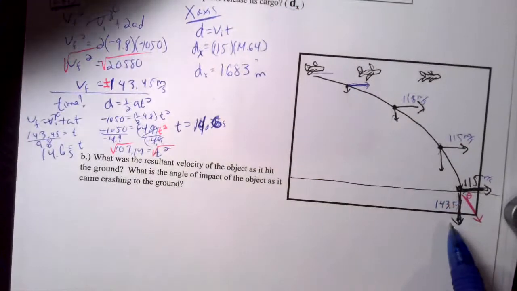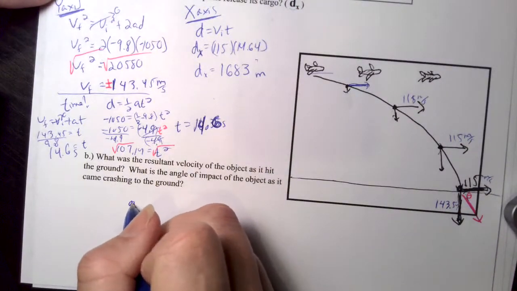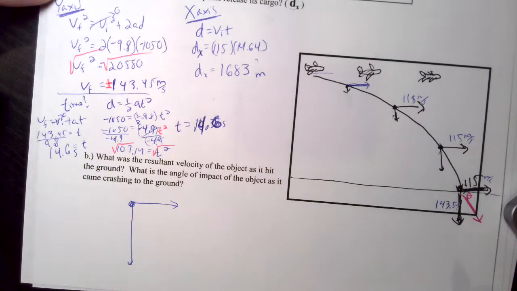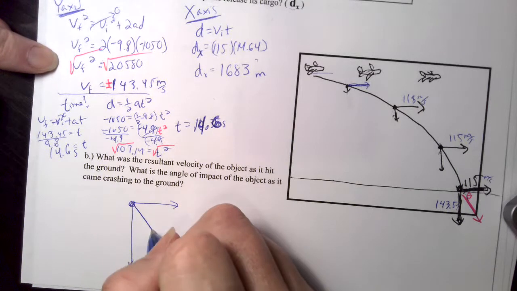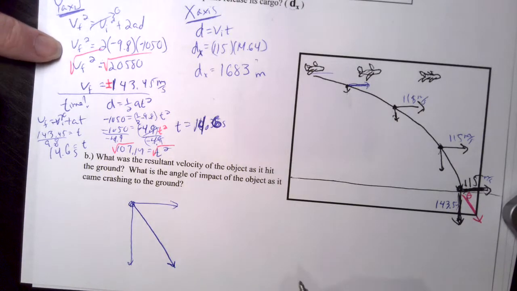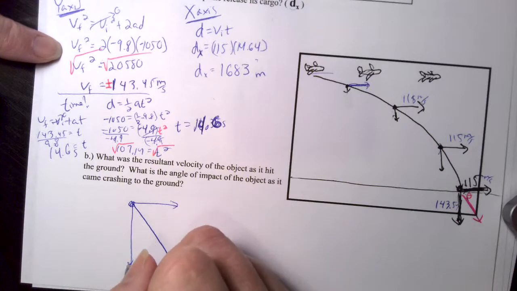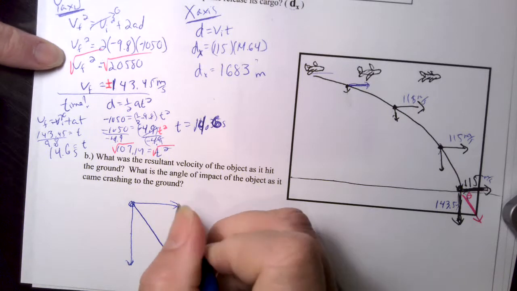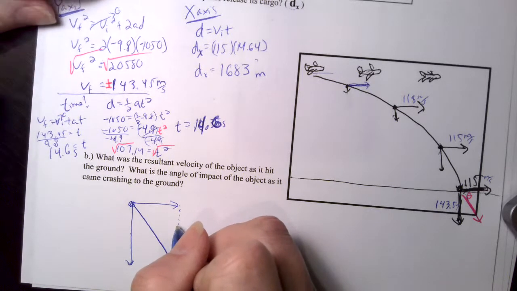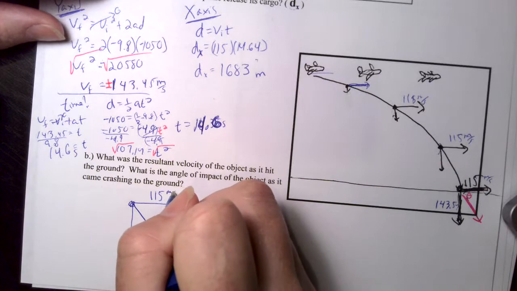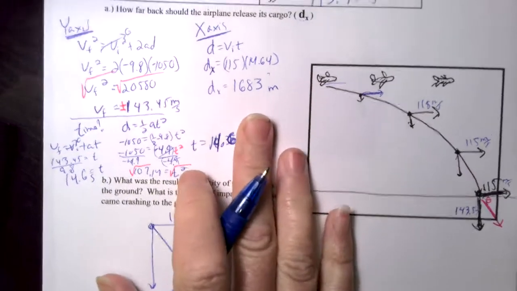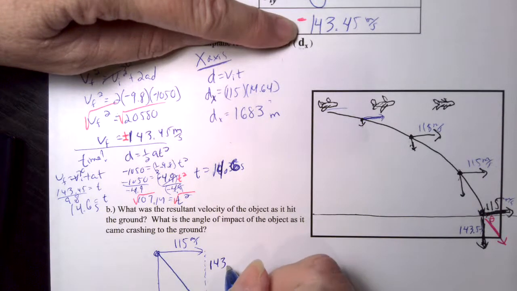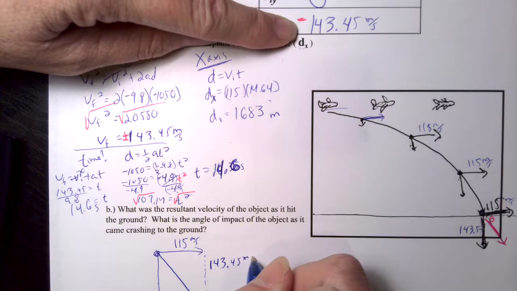Now we're going to do this bit with that information. So here are the arrows. I've got to find the resultant arrow. How do I know how to draw that? I take that and slide it over. This was 115 meters per second. This one was 143.45, going down, at 143.45 meters per second.